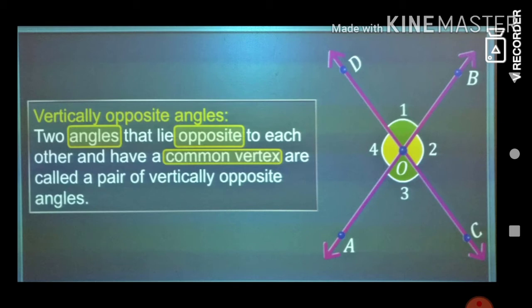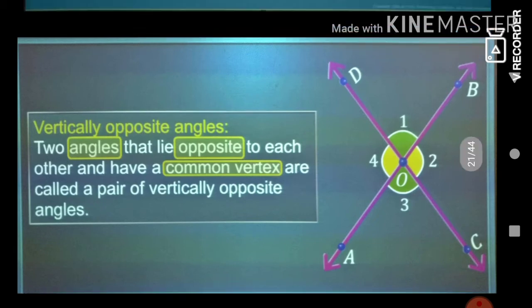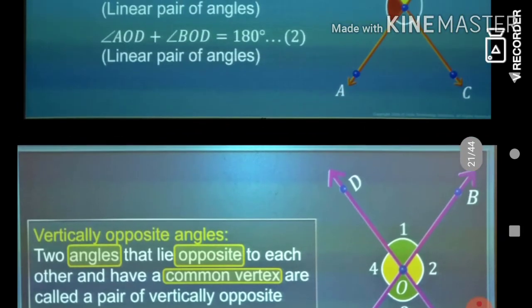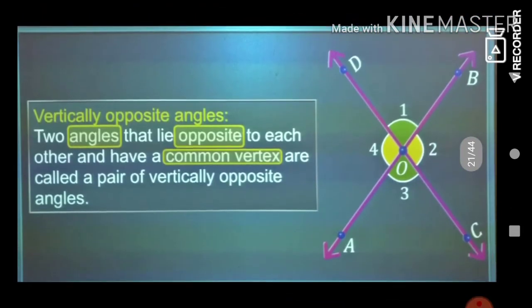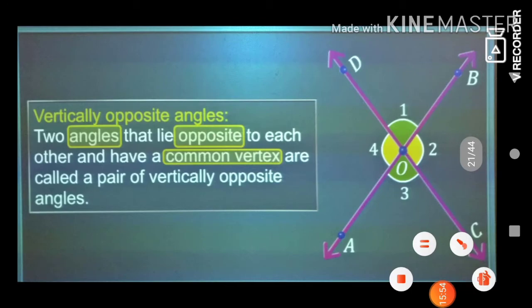So you can say that the two angles that lie opposite to each other and have a common vertex, that is, O is a common vertex here, are called a pair of vertically opposite angles. So 1 and 3 is a pair of vertically opposite angles. In the same way 2 and 4 is also a pair of vertically opposite angles. And one more thing, vertically opposite angles are equal to each other. So I hope it is clear to you. Next we'll talk about axioms.